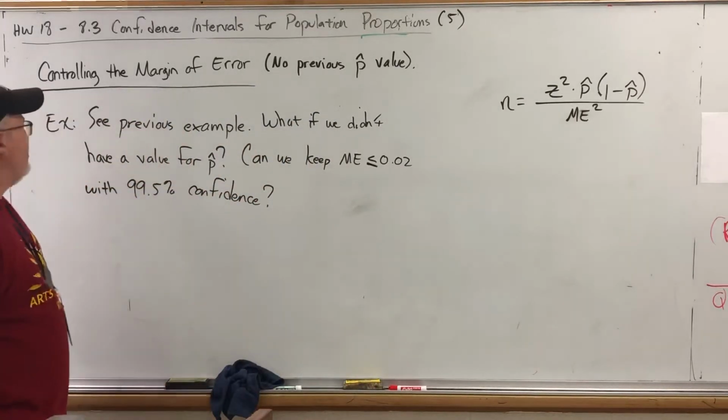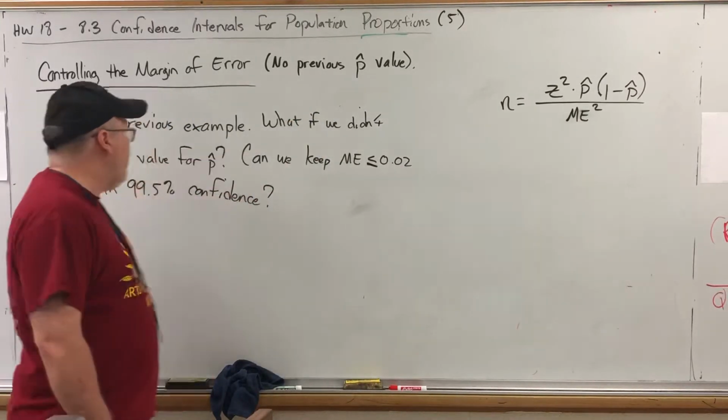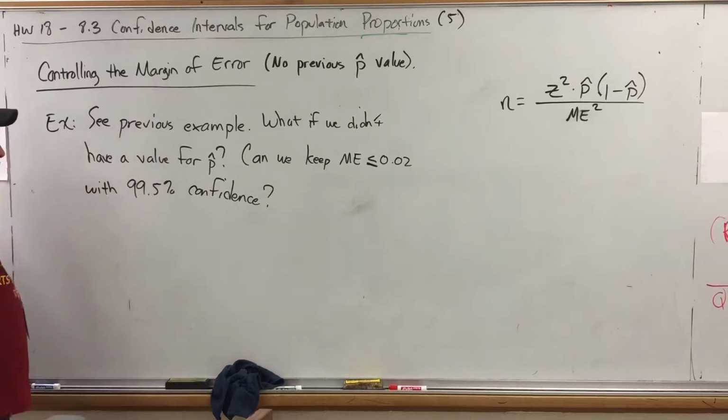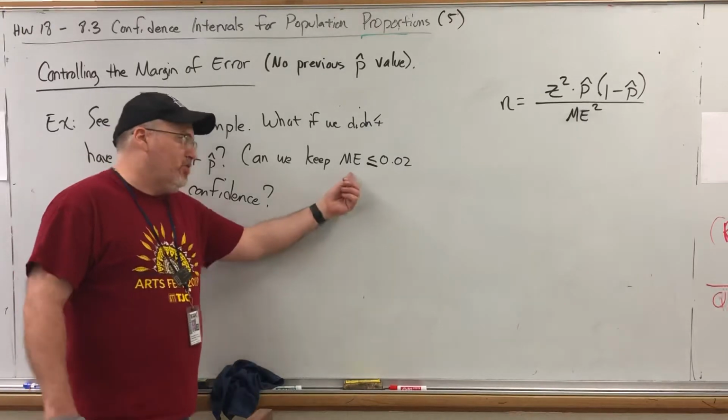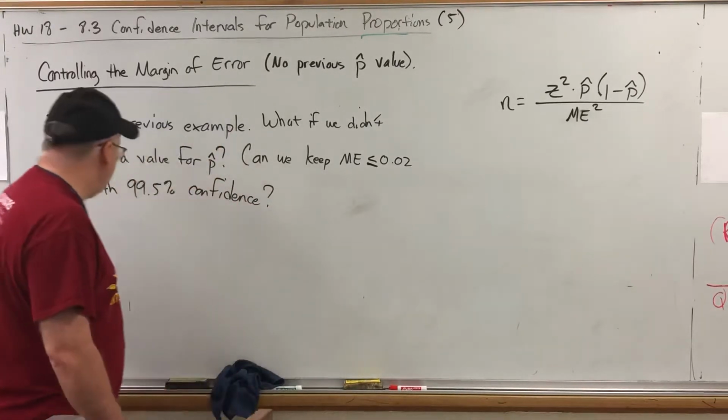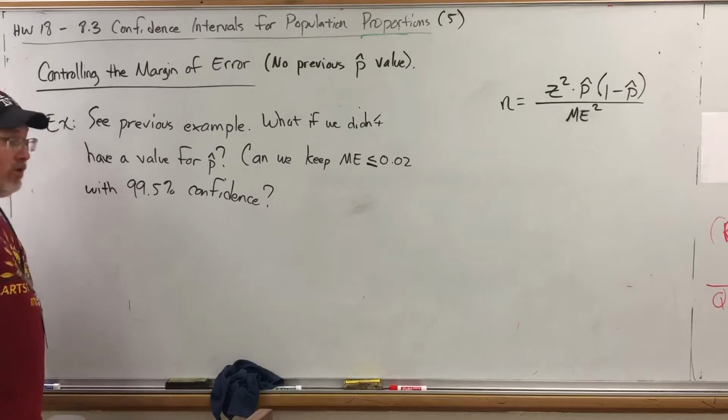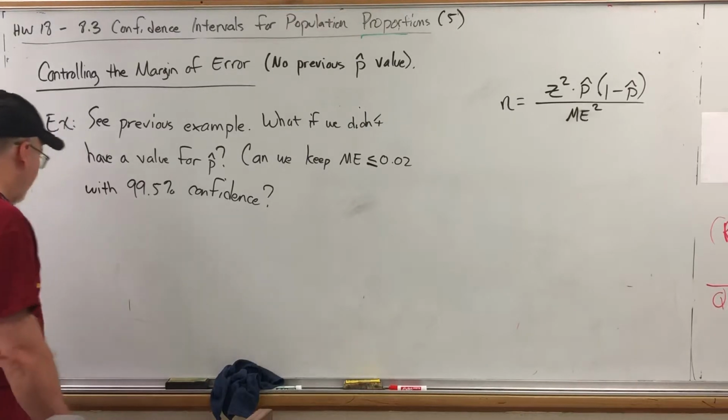If you're controlling the margin of error, but you have no previous p hat value, for example, what if we didn't have the p hat value in the previous problem? Can we keep the margin of error less than or equal to 2% with a 99.5% confidence level? And the answer is yes.